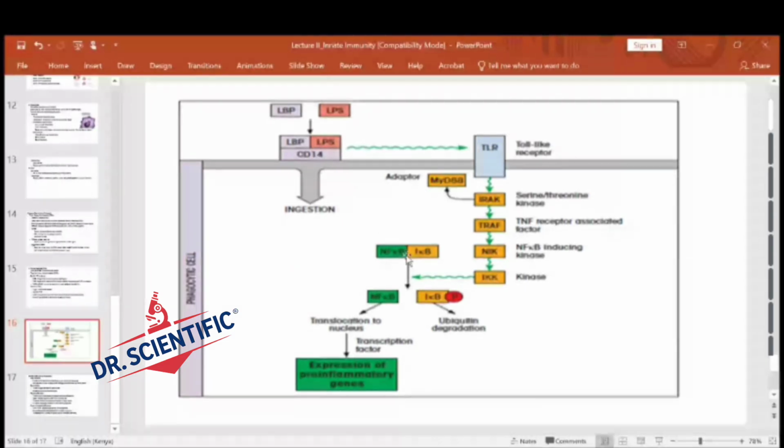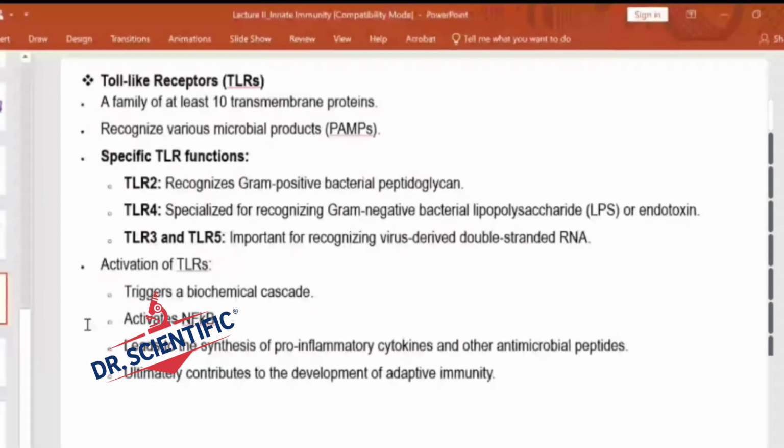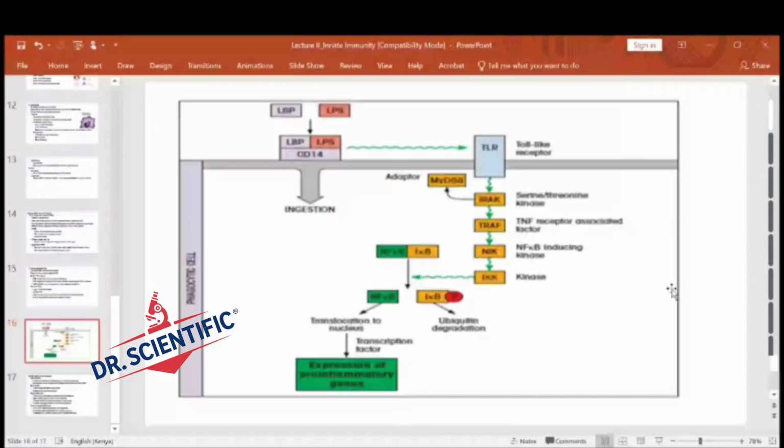You can skip this whole story and see how these pro-inflammatory genes are activated. But just for you to appreciate that it's not a simple thing as activation of nuclear factor KB, it's a cascade. So we talked about a biochemical cascade, and this is the cascade you're talking about. All these nuclear factors and transcription factors are involved so that then nuclear factor KB is activated.